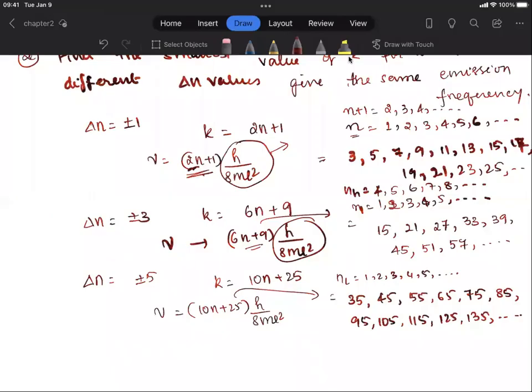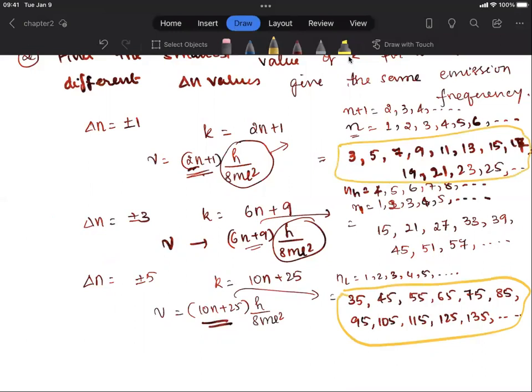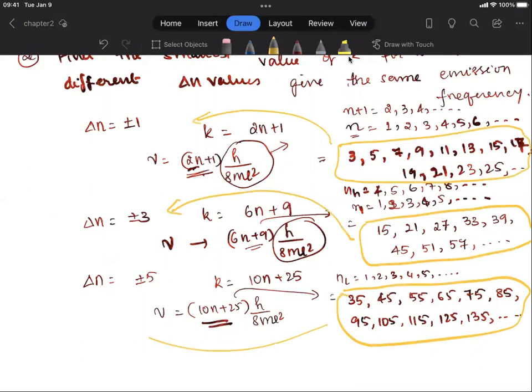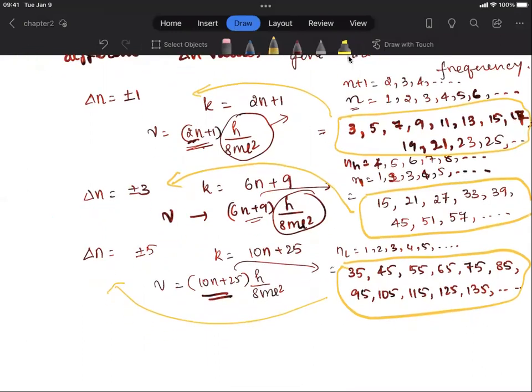Now let's see if any of the k values that we have written here, so these are the possible k values, have any similarities among those that correspond to delta n equals plus or minus 3, plus or minus 1, plus or minus 5. Maybe let's start with 35, 45, 55. There is a 45 here and a 45 here, but we don't have a 35 anywhere. So 45 is the lowest k between 5 and 3.